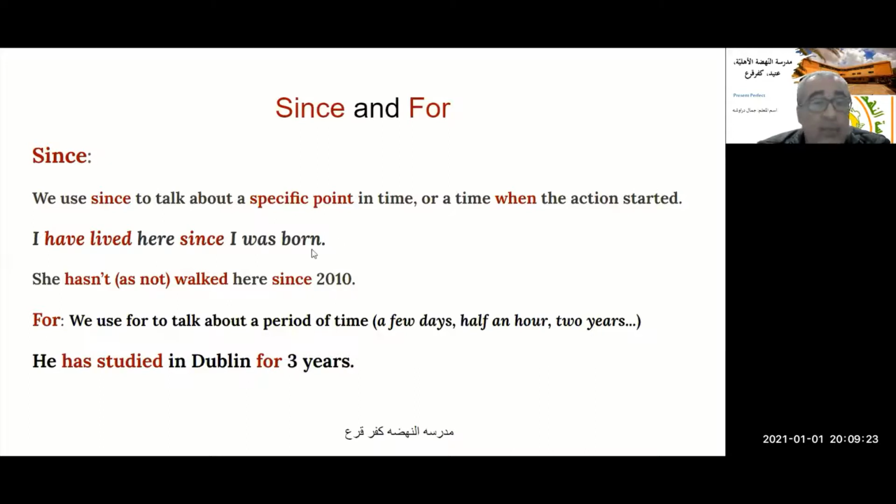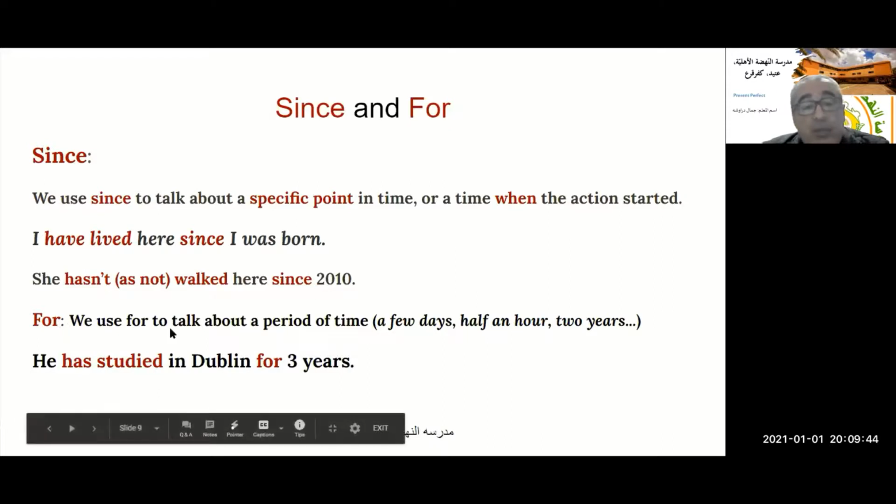Absolutely, it does. She hasn't walked here since 2010. This means that not doing that action is still relevant in the present. She hasn't since a starting point of time.